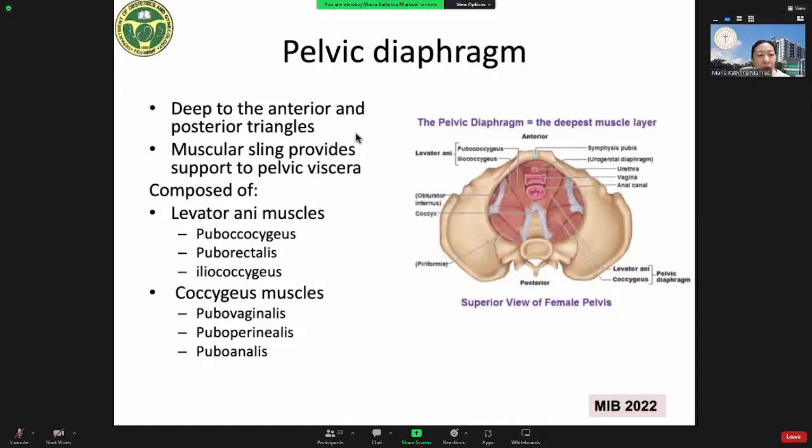Deep to the anterior and posterior triangle is a muscular sling which provides support to the pelvic viscera, and so we call this the pelvic diaphragm. The pelvic diaphragm is composed of the levator ani muscles and the coccygeus muscles. The levator ani is composed of the pubococcygeus, puborectalis, and iliococcygeus.